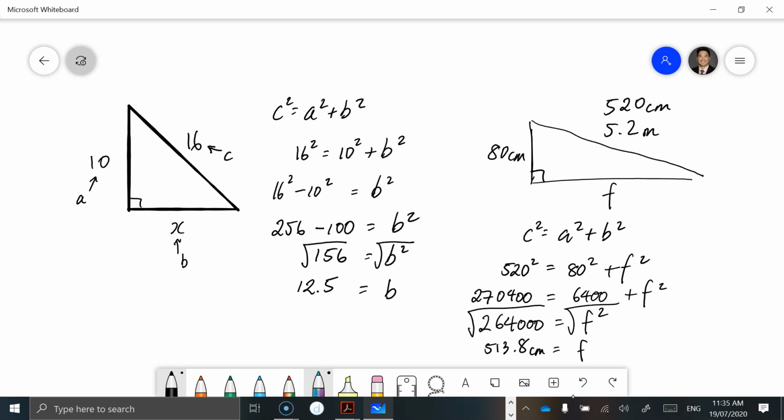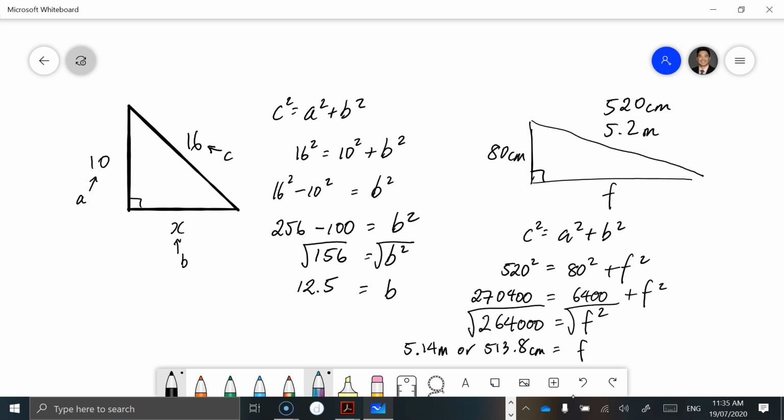Now you would get to the same point if you were to convert both to meters. Obviously, in this case, we could say 5.14 meters.